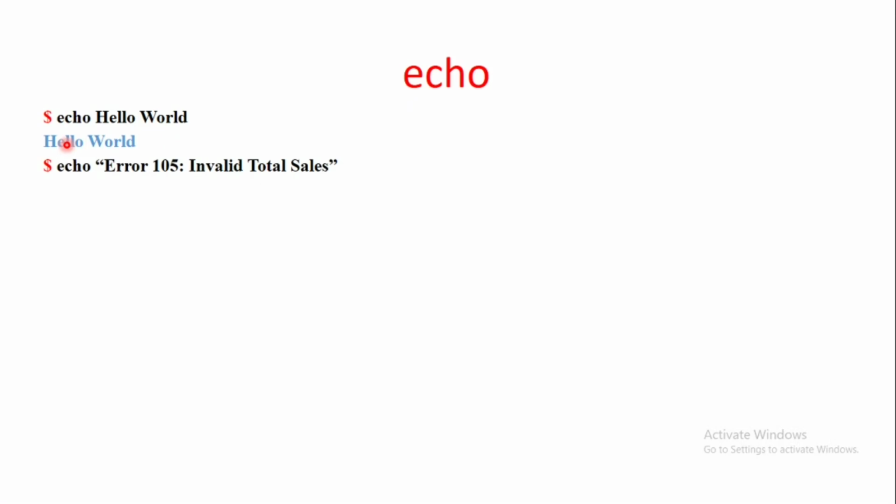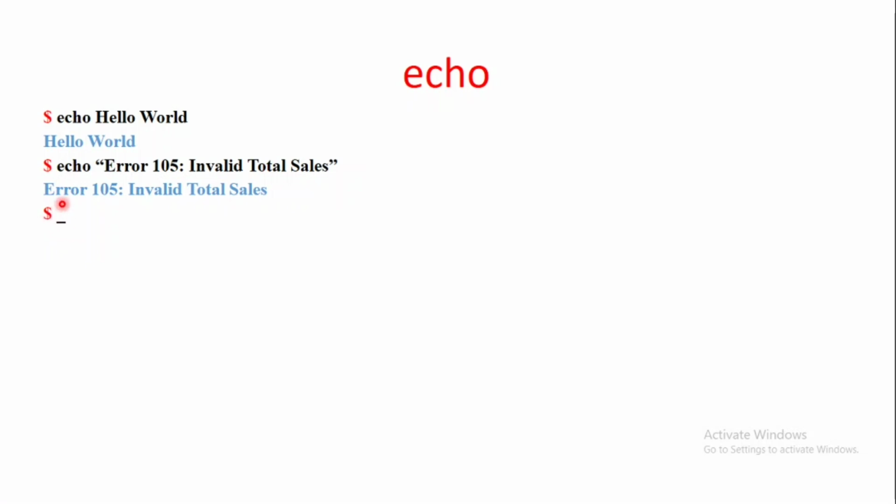Okay. And the message can be written within double quotes. So here, error 105, invalid total sales. If I want to display this message, I can do it by writing it within double quotes. Even that is perfectly fine. And the output will be displayed. This is not so important, but it has been put only to differentiate echo and printf. You'll get a clear idea once I explain the printf command.